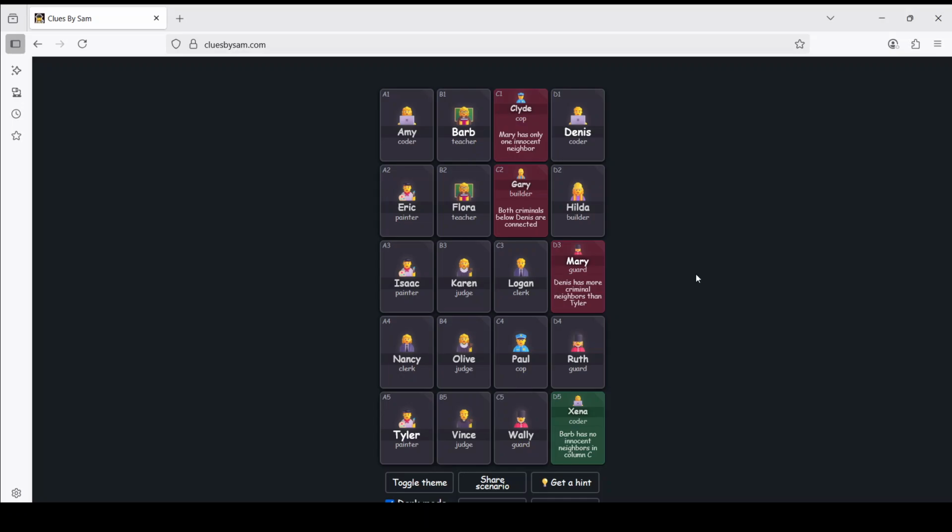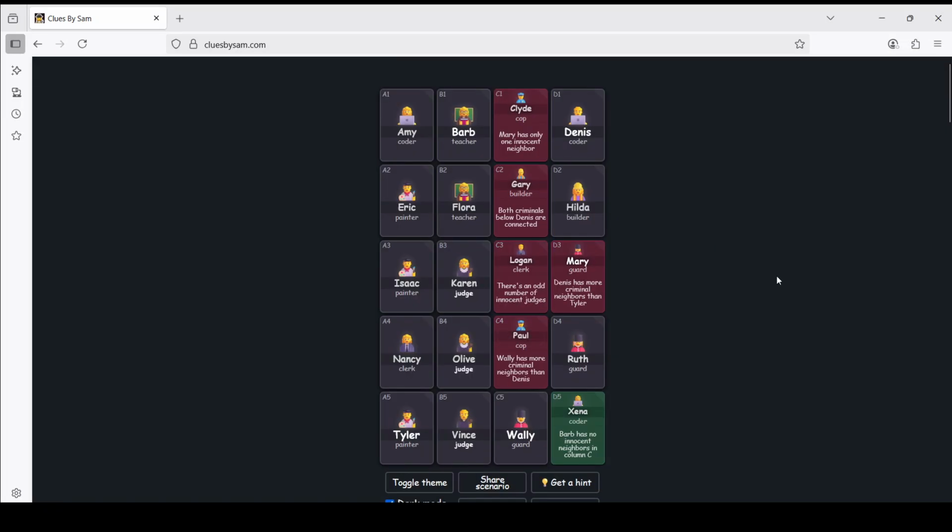So we can't solve this one just yet, so let's circle back to Mary has only 1 innocent neighbor, and cross-reference that with Gary's clue of both criminals below Dennis are connected. From this we know Mary has to have a criminal neighbor, and it's going to be either Hilda or Ruth. But that also means that either Hilda or Ruth is innocent. And if Mary only has 1 innocent neighbor, then her other 2 neighbors, Logan the clerk and Paul the cop over in C3 and C4, have to be criminals.